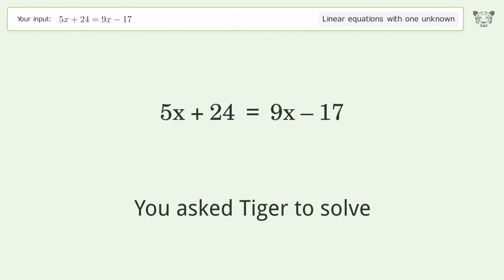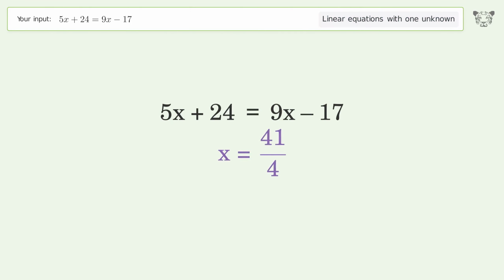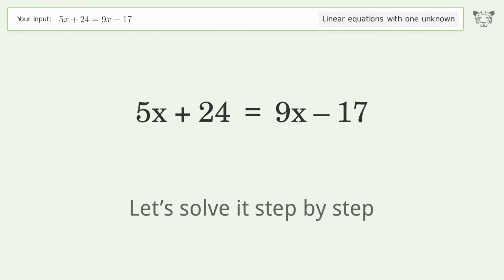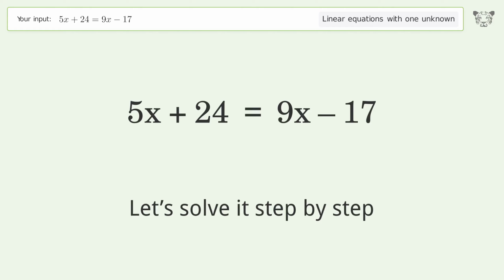You ask Tiger to solve this. This deals with linear equations with one unknown. The final result is x equals 41/4. Let's solve it step by step.